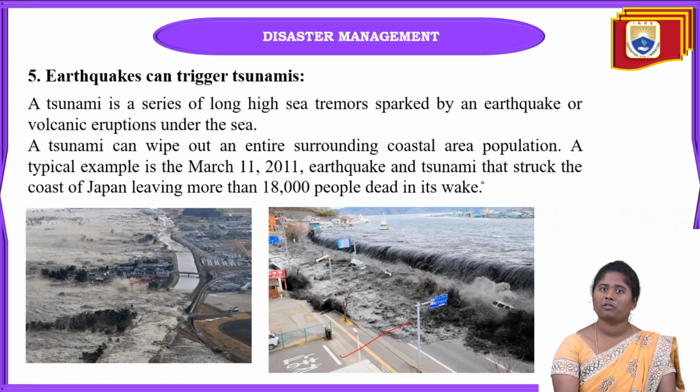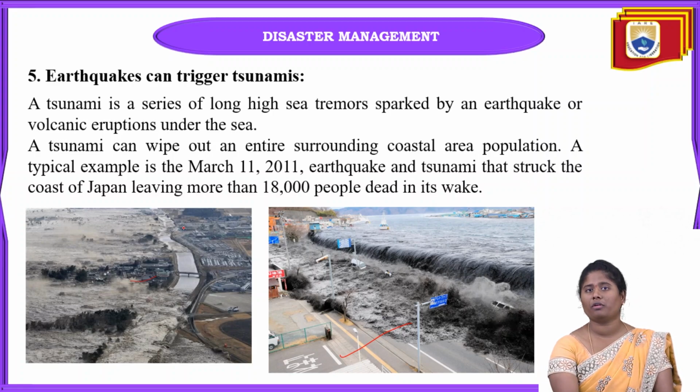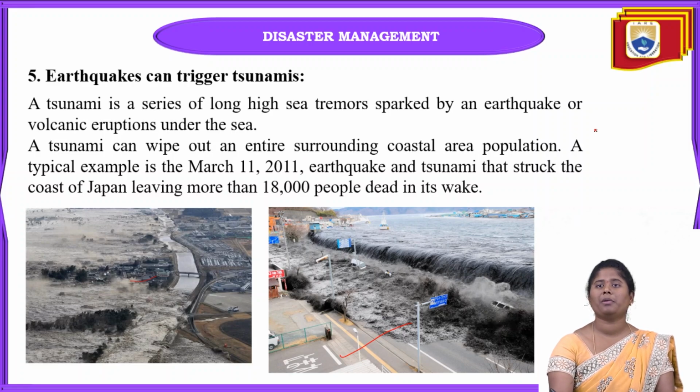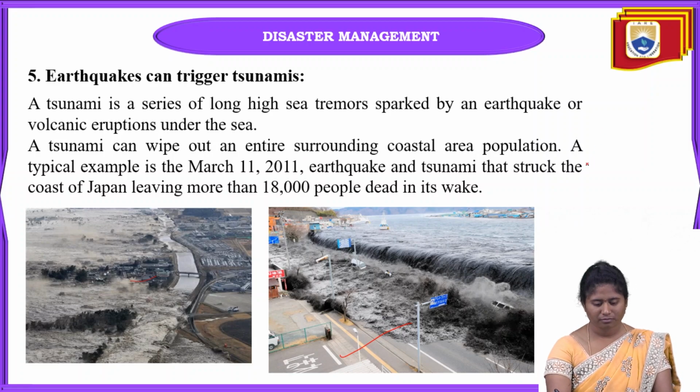When the earthquake and tsunami struck the coast of Japan, due to this natural disaster 18,000 people died on the spot. Why? Because when both natural disasters happened, we can't survive. Even if we know swimming, we can't survive because of the force of the water. In Japan in 2011, 18,000 people died on the spot.